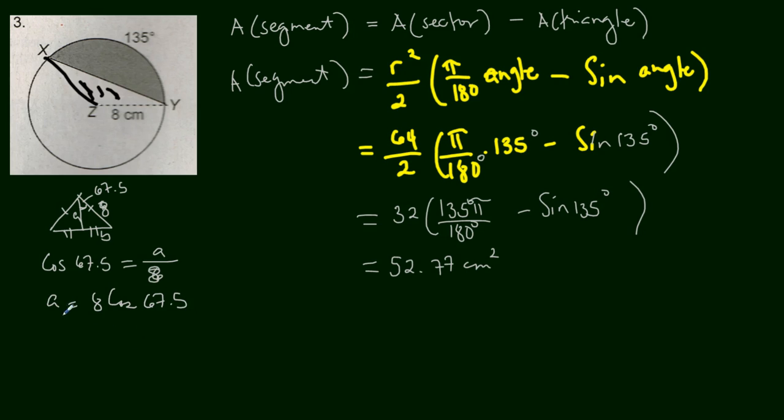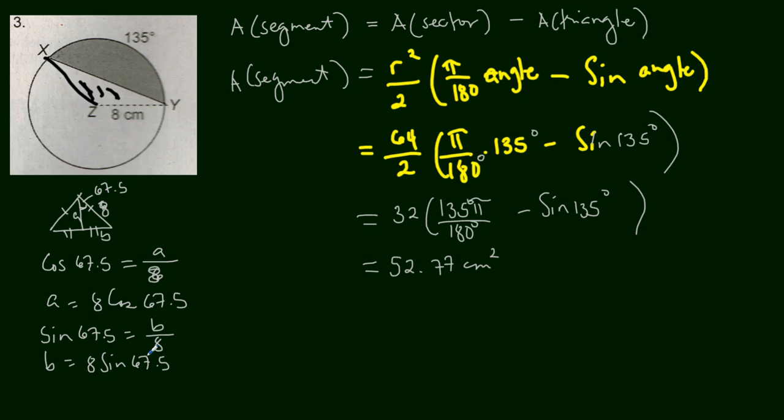The same is true with B, but this time we have sine 67.5 is equal to B divided by 8. So we have B is equal to 8 sine 67.5.